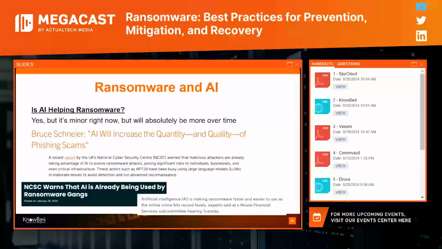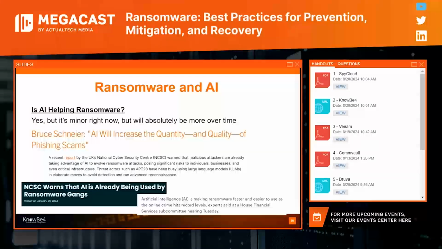Another thing people ask me about: what about AI? Is AI starting to help the ransomware gangs? For sure. It's kind of a minor thing right now. We are certainly seeing increased and more sophisticated phishing attempts, and phishing attempts are the biggest way that ransomware gets into places.